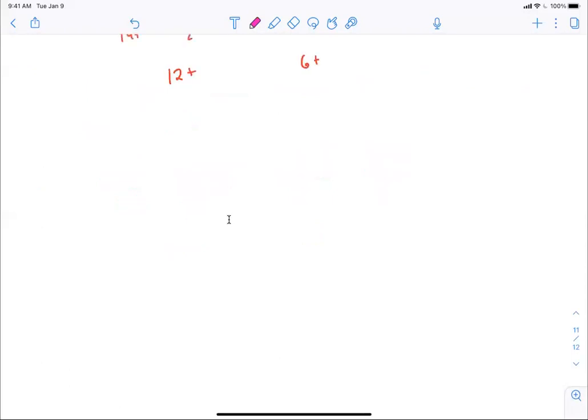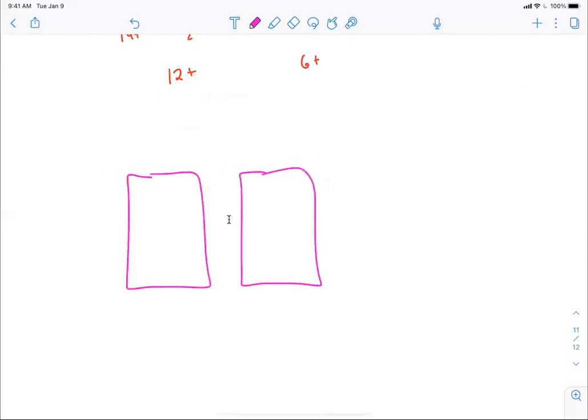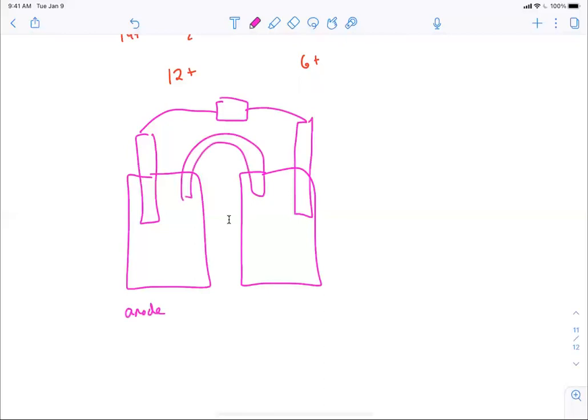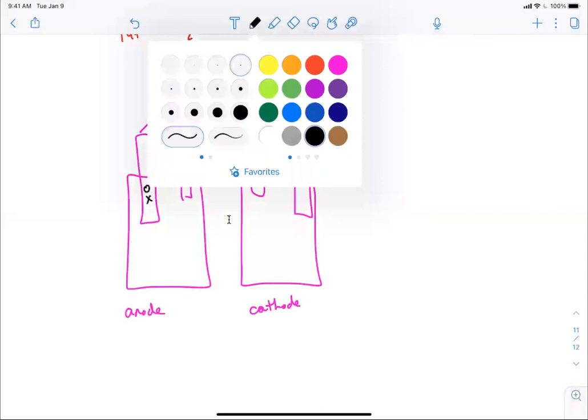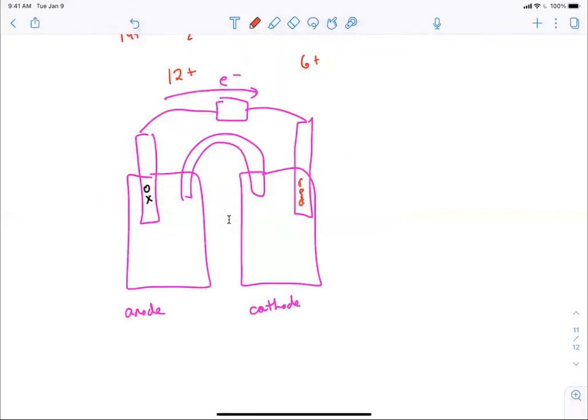Another thing is with voltaic cells. These are really common voltaic cell diagrams, and talking about what's happening in them. You have to know, this is a really quick sketch, our anode versus our cathode. Electrons flow from the anode to the cathode. Oxidation happens at the anode. Reduction happens at the cathode.